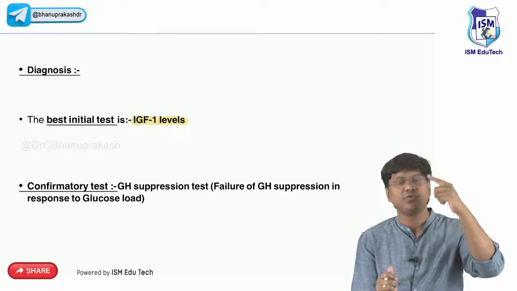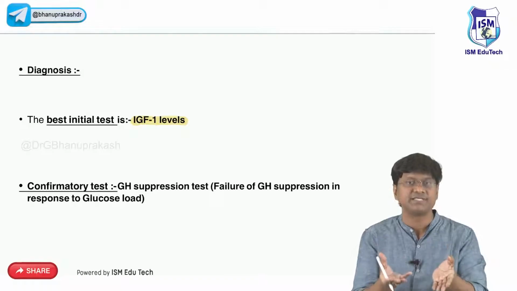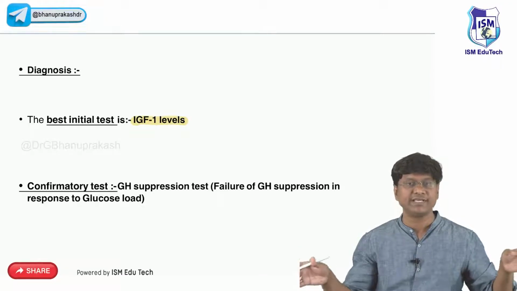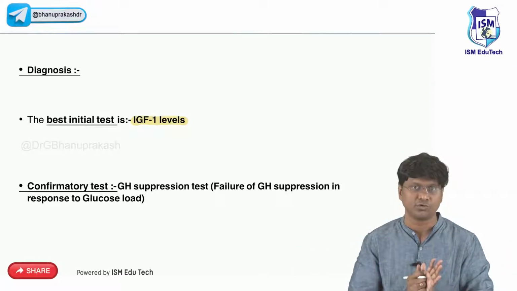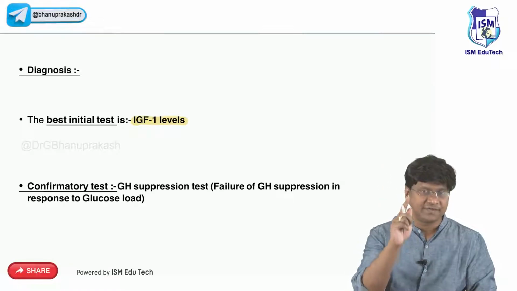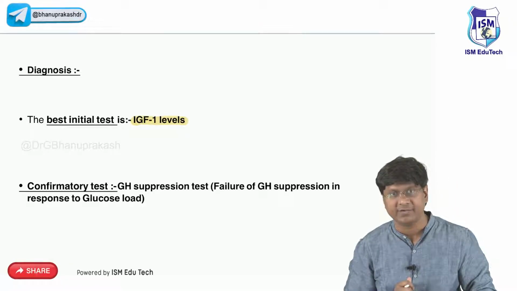So once the growth hormone acts on the liver, the liver will be producing IGF-1, and it is your IGF-1, or somatomedin, that will be acting on the end organs for showing the physiological action of the growth hormone. So what will happen to your IGF-1 levels? That will be elevated, and that is the first line investigation in patients with acromegaly.